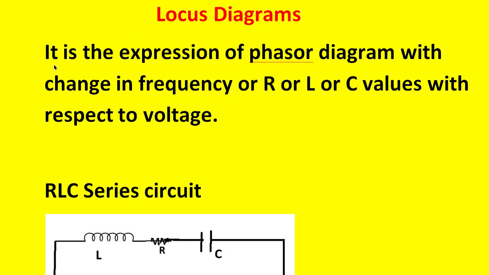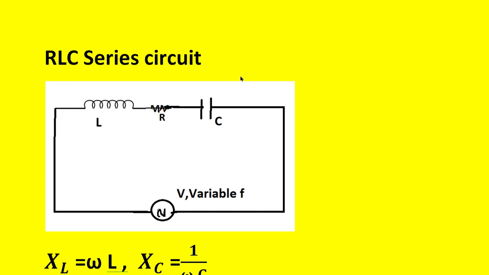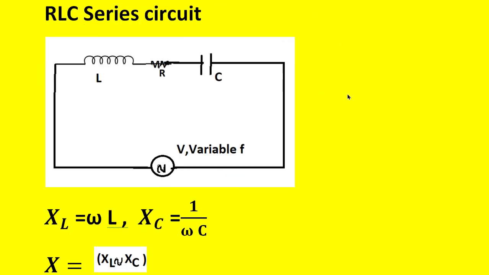So coming to the definition, it is the expression of the phasor diagram with change in frequency, or change in the resistance, or change in the inductance, or change in the capacitance with respect to the voltage. So let us take an RLC series circuit like this.